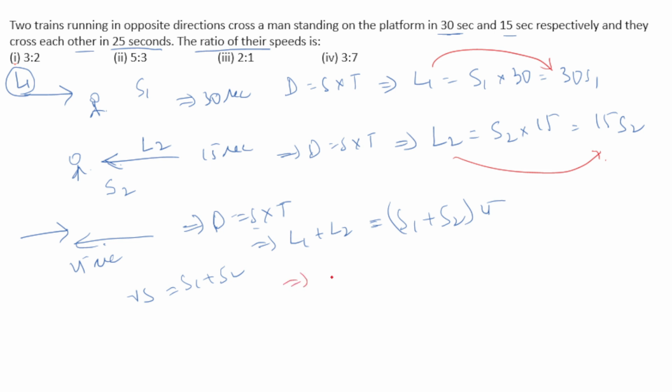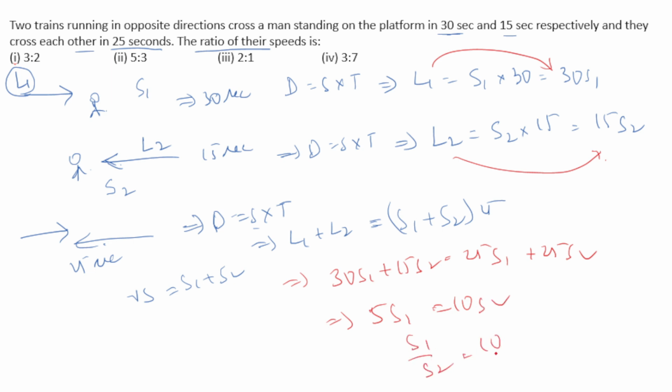We will substitute this. It is 30 S1 plus 15 S2 is equal to 25 S1 plus 25 S2. We'll get 5 S1 is equal to 10 S2. S1 divided by S2 is equal to 10 by 5. It is 2:1. The ratio of the speeds is 2:1. Third option.